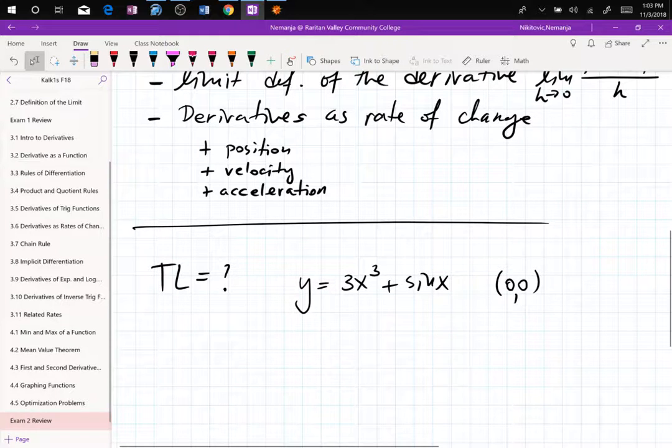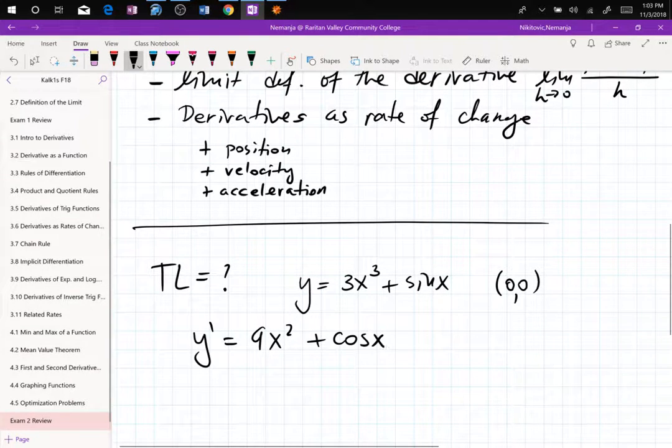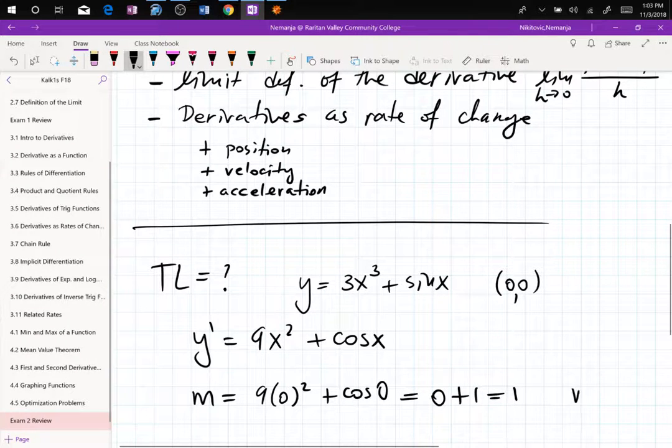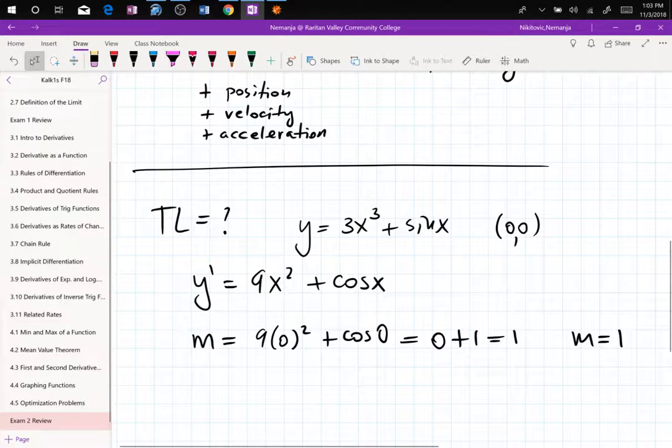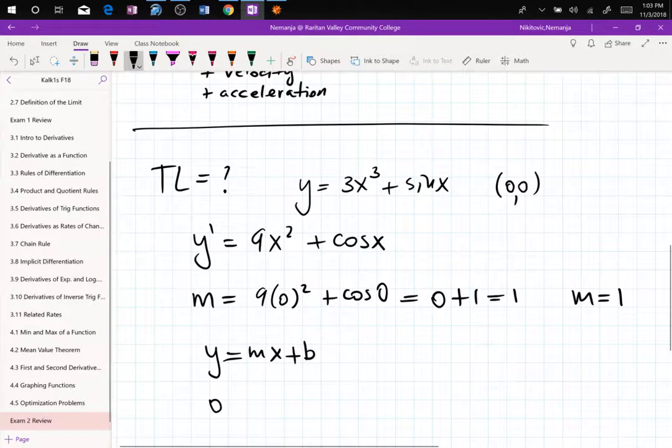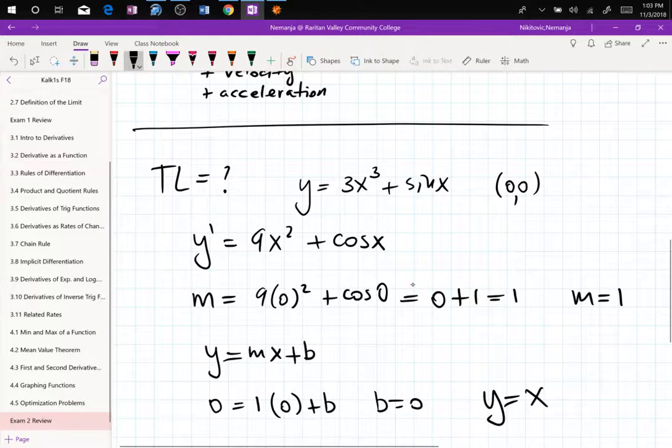All right, so we know we have to find the derivative. So y prime is 9x squared plus cosine x. The slope m is when we compute this at 0. So 9 times 0 squared plus cosine of 0. That's 0 plus 1, which is 1. So the slope is 1. Y equals mx plus b. Y is 0, m is 1, x is 0, plus b. So b is 0, and the tangent line is y equals x.